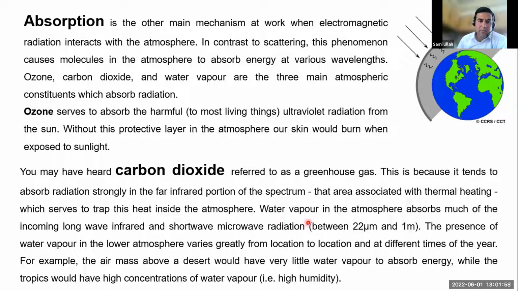Apart from that, we also have water vapor in the atmosphere, which also absorbs much of the incoming long wave infrared and short wave radiation. The presence of water in the lower atmosphere varies greatly from location to location and at different times of the year. For example, the air mass above deserts would have very little water vapor to absorb energy, while the tropics would have a high concentration of water, and that's the reason it has high humidity.